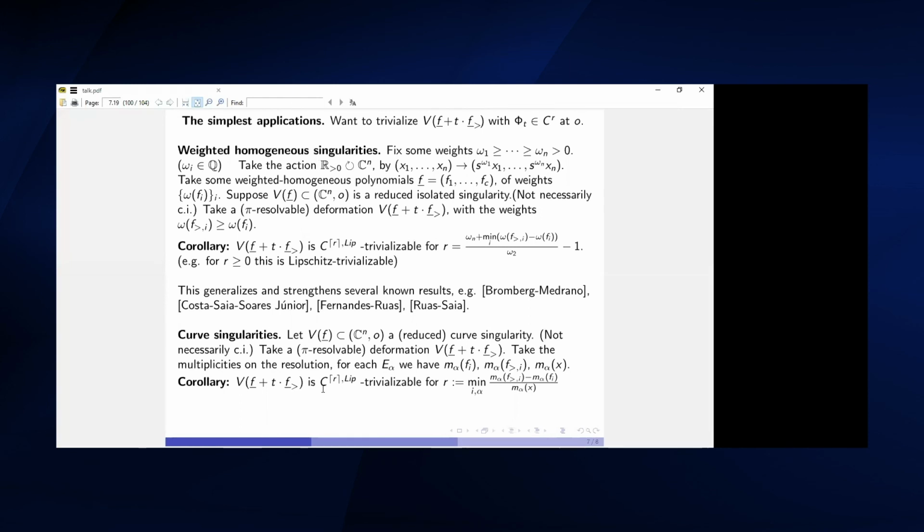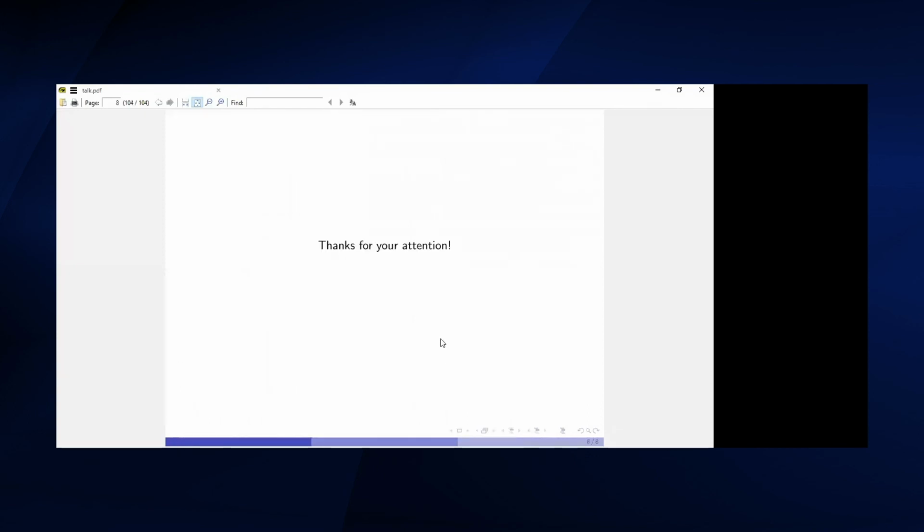So once again, it means that the trivialization is at least R times differentiable and the derivatives of order R are Lipschitz. And now notice that in this case, we certainly have that this is non-negative, so R is at least 0. It means that the family is at least Lipschitz trivializable. This generalizes and strengthens also some results. This is again a very old question, so, for example, Fernandes, Tessier, and Fernandez. Well, my time is over, so thank you very much for your attention.